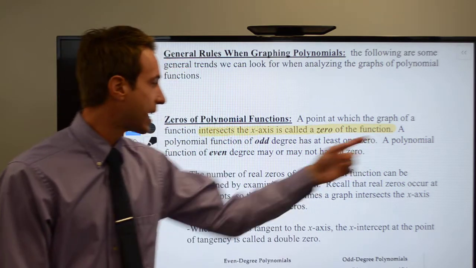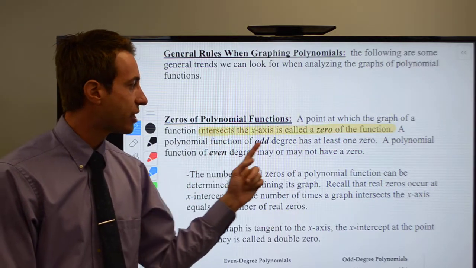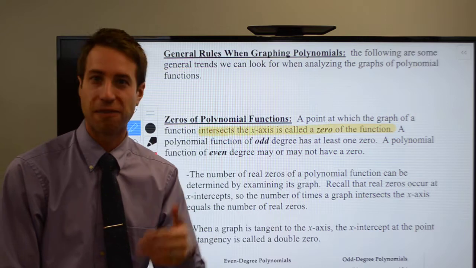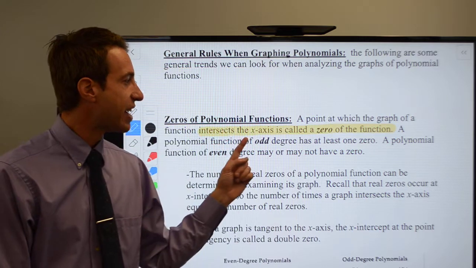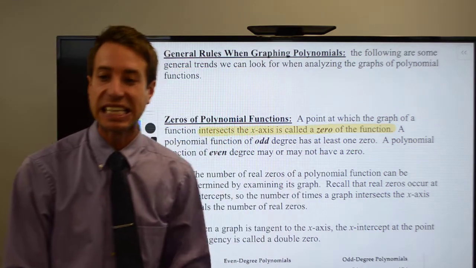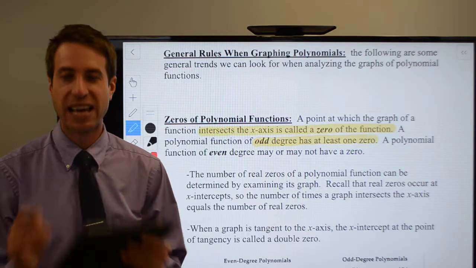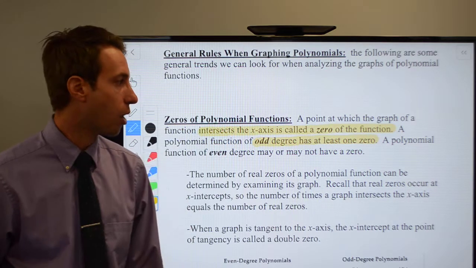The first thing we're going to look at is this. A polynomial function that has an odd degree. So if it's a first degree, a third degree, a fifth degree polynomial, then it must have at least one zero. Go ahead and highlight that. That's really important. It's got to have at least one zero.